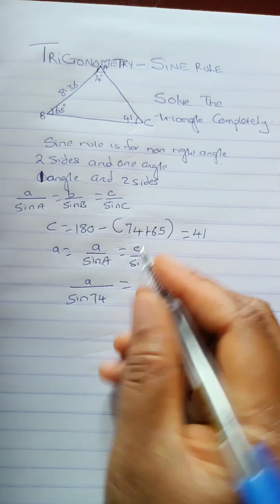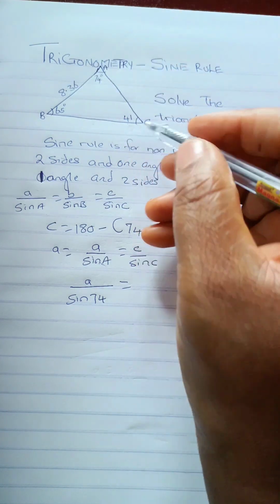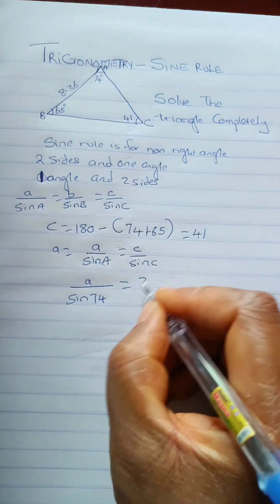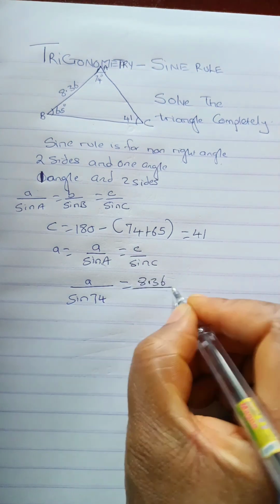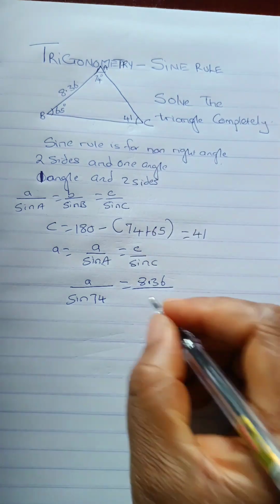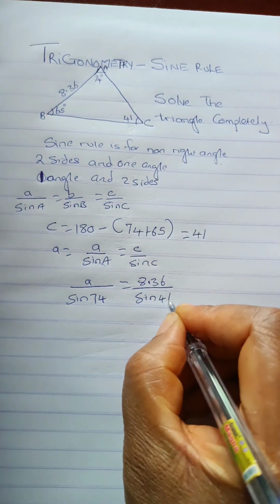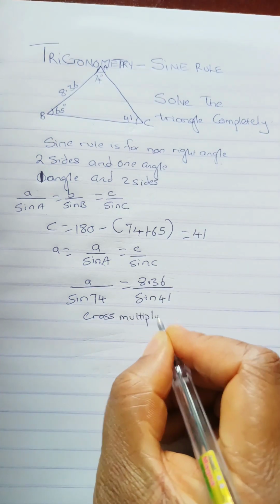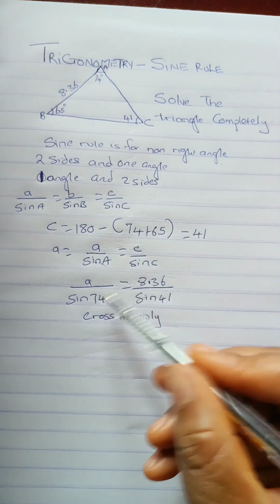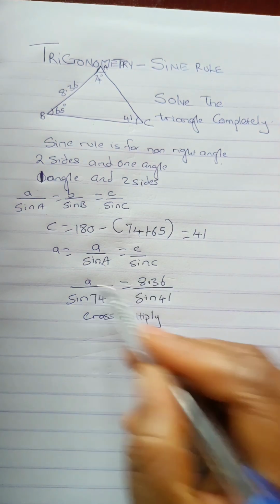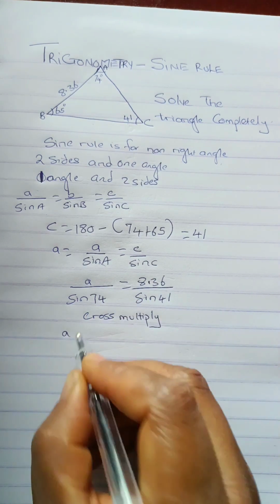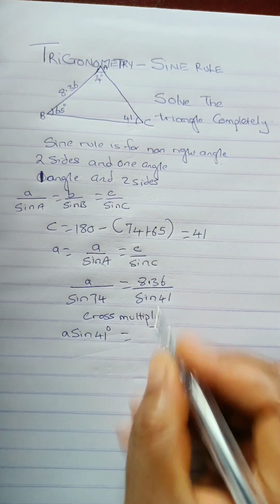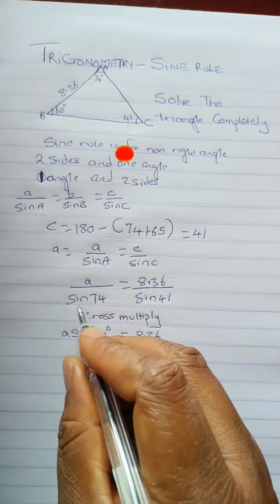Equal to, small c is what? 8.36. It's opposite the big C. This is the big C and this is the small c. So the small c is 8.36 over sine C. C is 41, so sine 41. So cross multiply. To cross multiply means you say this times this and this times this. When we do that, we'll have a sine 41 equal to 8.36 sine 74.